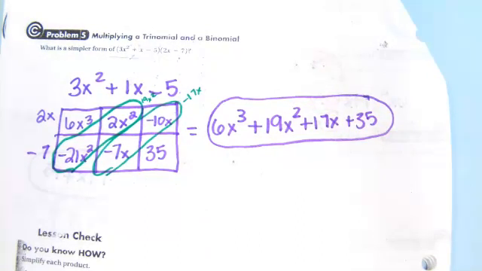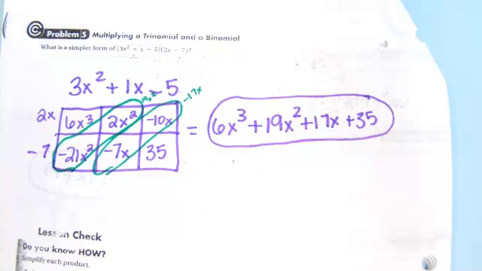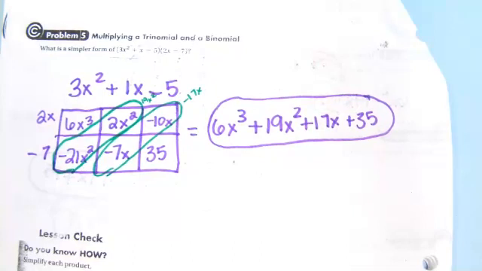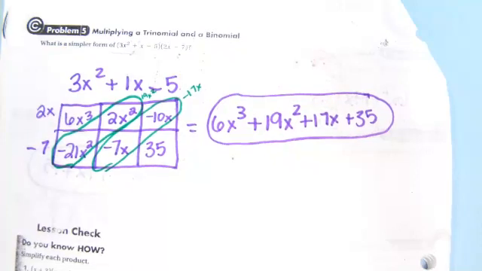Okay? Does that make sense? Okay. Could you use the quote unquote FOIL method with this? Kind of, right? But if there's more than a first, outside, inside, last now, you would have to make sure each term in one side multiplies with each term in the other side. Does that make sense? Okay. And then you have to add like terms.